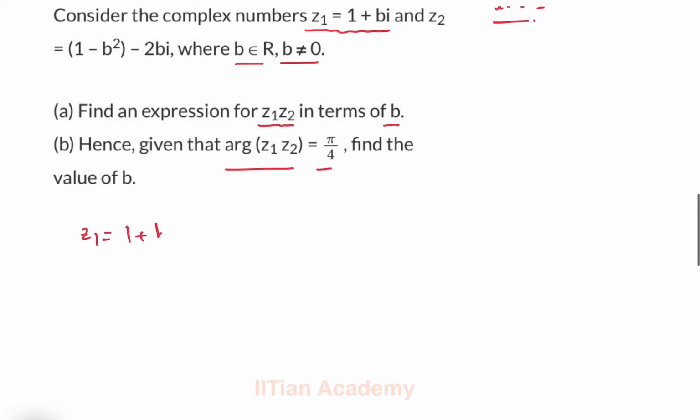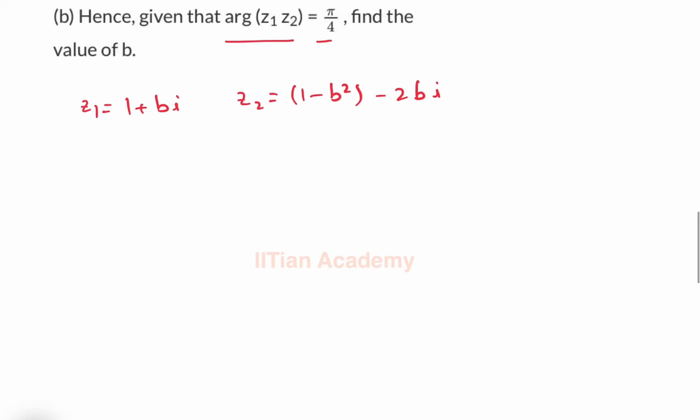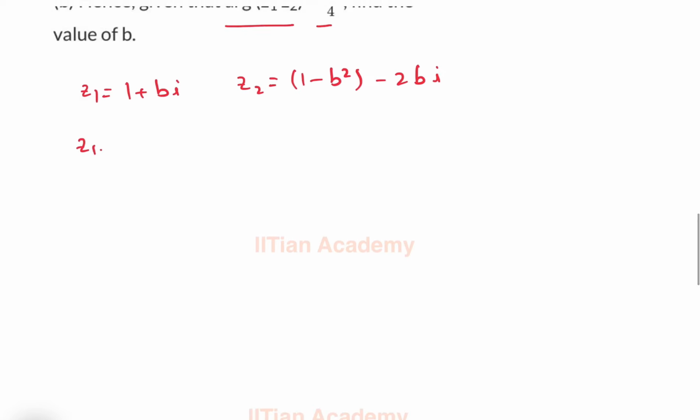So first we have been given z1 equals 1 plus bi and z2 equals 1 minus b square minus 2bi. So let us try to identify z1 into z2. z1 into z2 is basically the product of these two complex numbers, 1 plus bi and 1 minus b square minus 2bi.